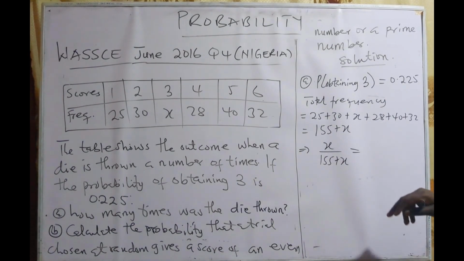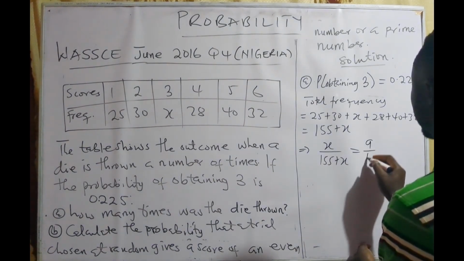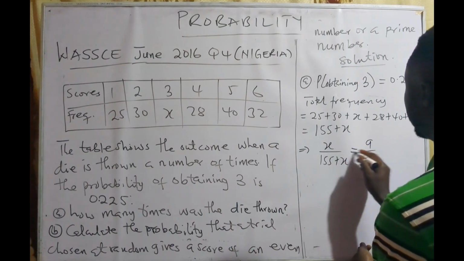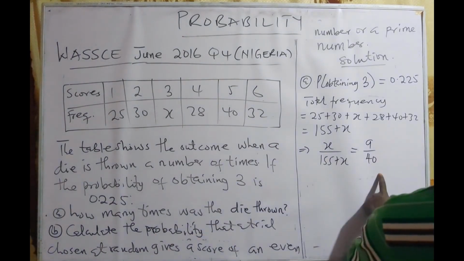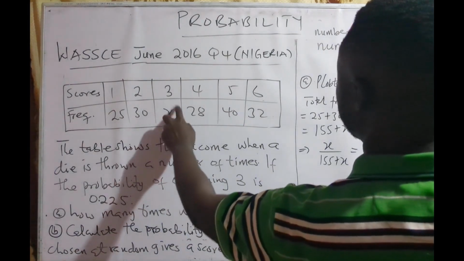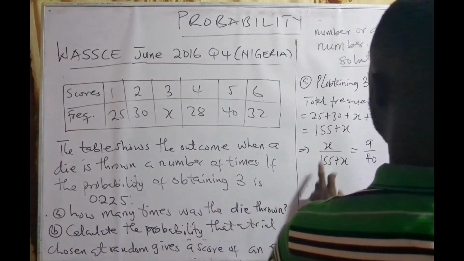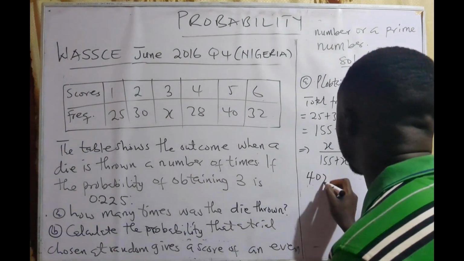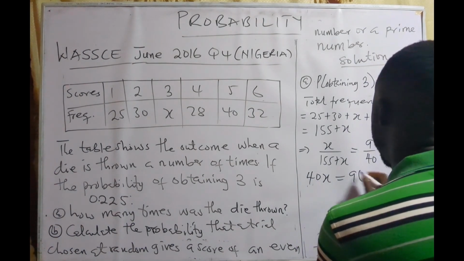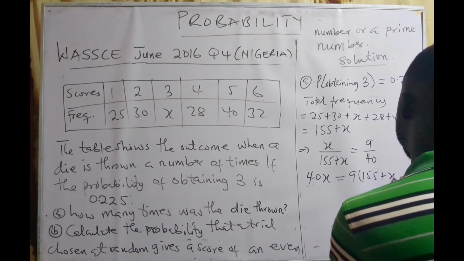0.225. All right, so let me see if you can write the 0.225 as a fraction. As a fraction, that will give us 9 out of 40. So 0.225 is the same as 9 over 40. Okay, so the probability of obtaining 3, which is 0.225, is the frequency of 3, which is X, divided by the total frequency, which is 155 plus X. So what do we do now? We can cross multiply. Okay, so 40 is going to multiply X, and then 9 will multiply 155 plus X.